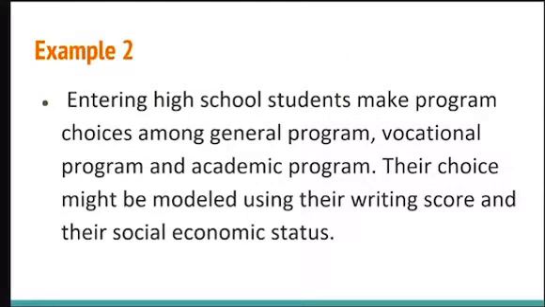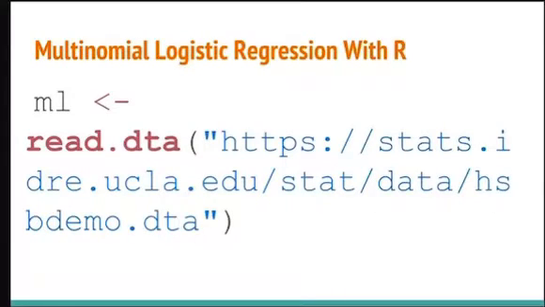And this is another example. Entering high school students make choices among general program, vocational, and academic. No program has more value than the other. You get what I mean? These are not ordered. Some can choose to go for general program, some can choose vocational, and some can choose academic. Their choice might be modeled using their writing score and their socioeconomic status. Now, I'm also going to use a data set from the University of California at Los Angeles website.